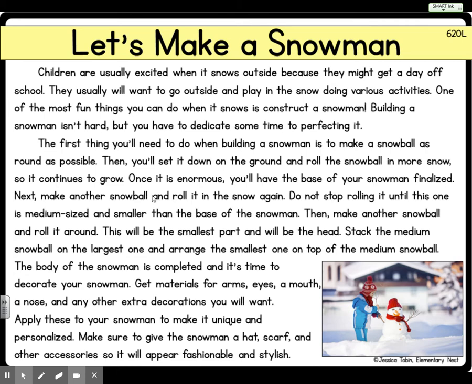Next, make another snowball and roll it in the snow again. Do not stop rolling it until this one is medium sized and smaller than the base of the snowman. Then make another snowball and roll it around. This will be the smallest part and it will be the head. Stack the medium snowball on the largest one and arrange the smallest one at the top of the medium snowball.